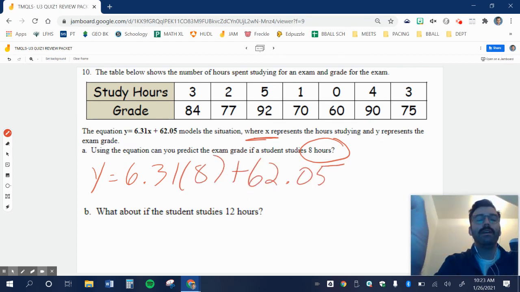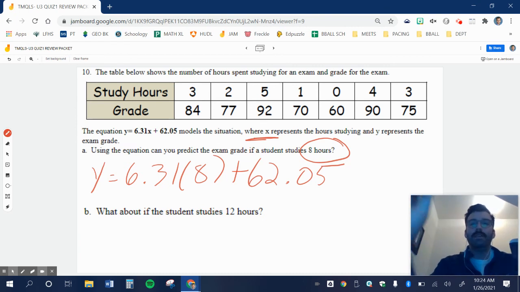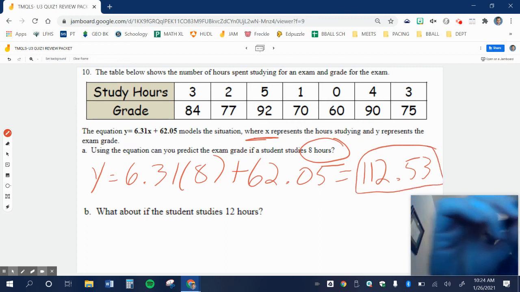All right, I should figure this out beforehand. So 6.31 times 8 plus 62.05, and I get, wow, they really got a good grade. 112.53. Must have been some extra credit there.